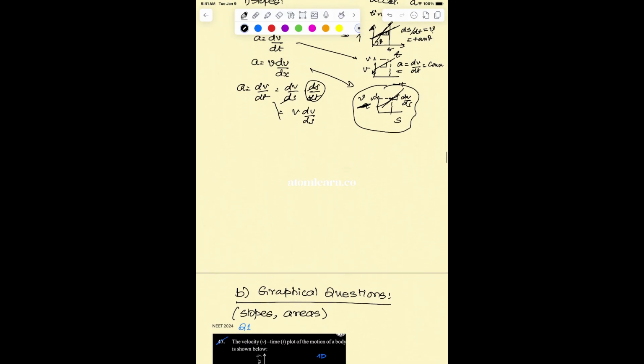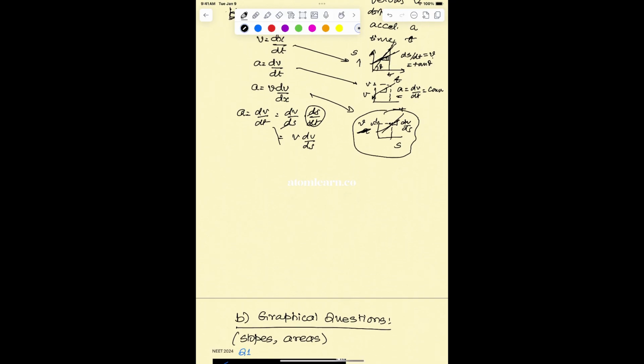Of course, later on we are going to deal with areas. Suppose you have this particular velocity versus time graph, which is like this for a constant acceleration. Then the area under this straight line graph is going to represent S. Why? Because we know that ds by dt is equal to v. Therefore, v dt is going to be ds.